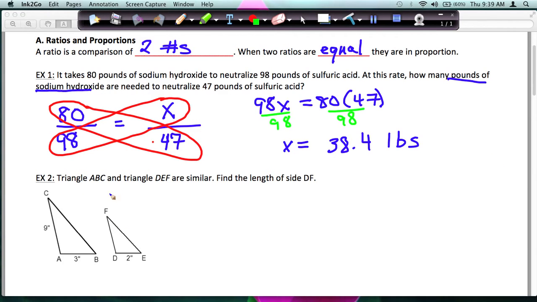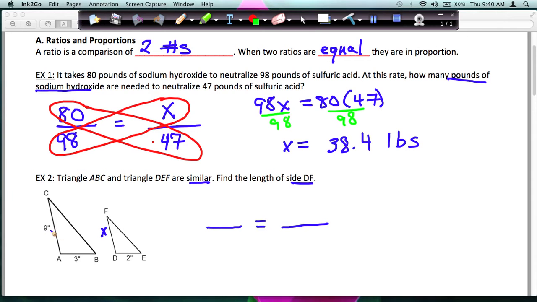Okay, let's do the same thing with example 2. This says triangles ABC and DEF are similar. Similar triangles means their sides are in proportion to each other. It then says find the side of length DF. DF here is the side I'm trying to solve for, so that's my variable x. I'm going to set up a proportion going from one triangle to the other, but I could do it a different way.